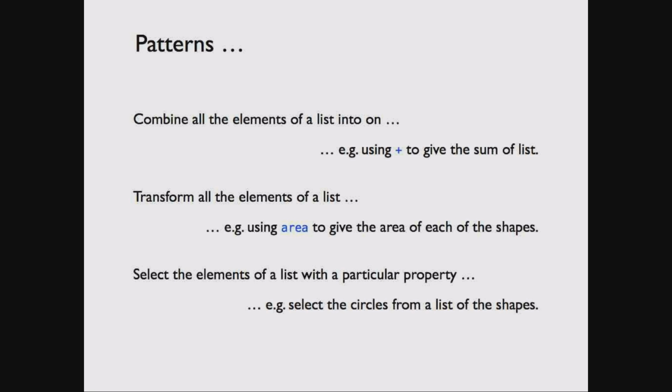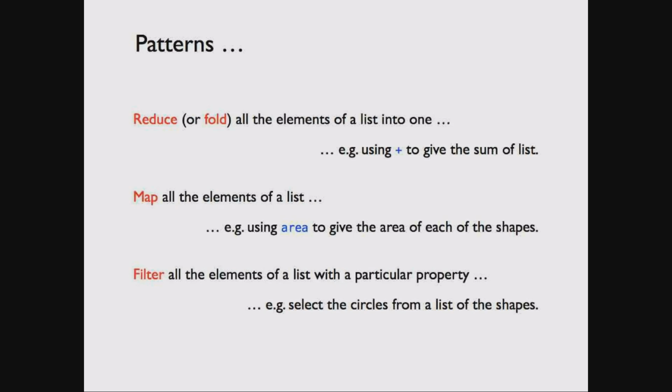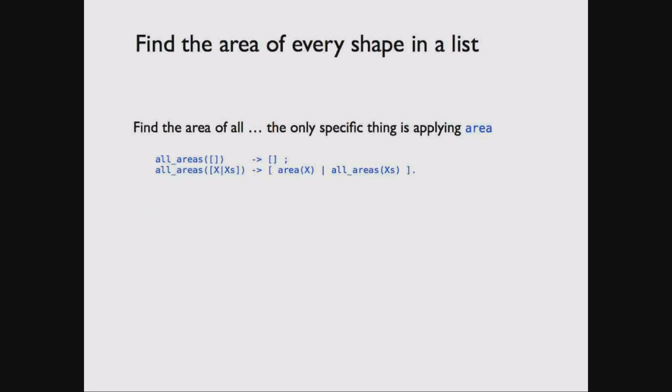So we've seen that there are certain patterns that happen again and again when we're computing with lists. Combining elements, transforming elements, selecting elements. So let's see how those are turned into functions which we'll call map and filter and reduce, or in fact as it's called in Erlang, fold_r. So let's start off with the example of finding the area of every shape in a list.